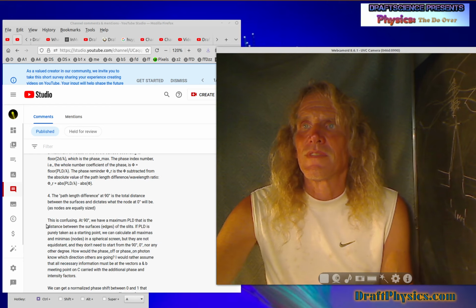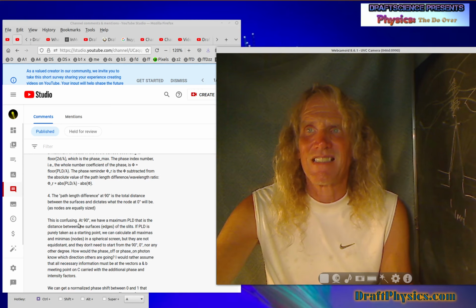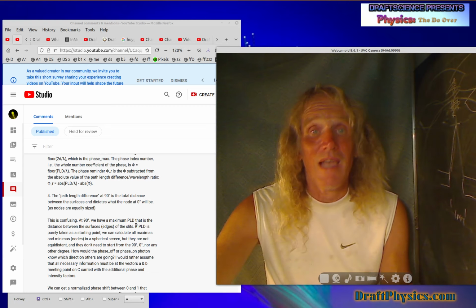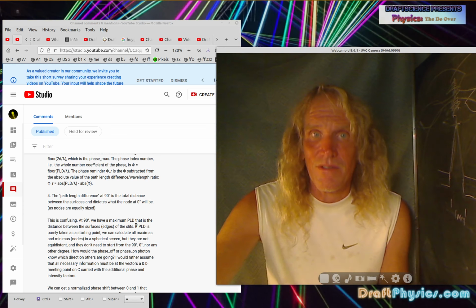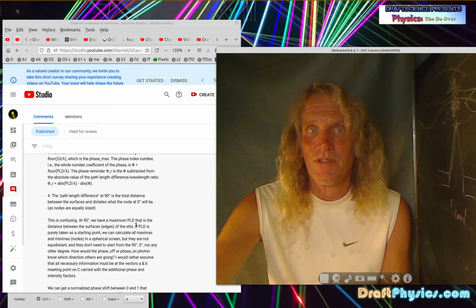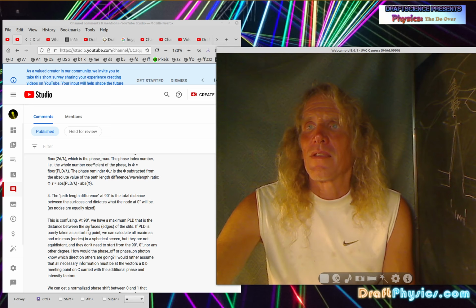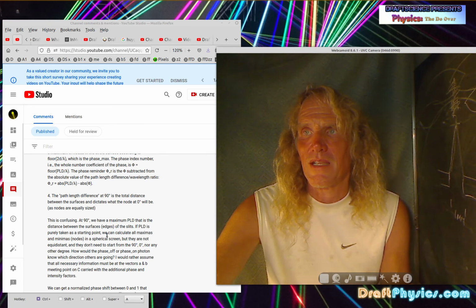All right. He says this is confusing. So even though I've explained it, it's still confusing. At 90 degrees, we have a maxima path length difference. Exactly. The path length difference is the distance between the surfaces. The total distance between the surfaces is the path length difference. So it makes it really easy. That is the distance between the surface edges of the slit. If the path length difference is purely taken as a starting point, we can calculate all maximas and minima nodes in a spherical screen. Exactly.